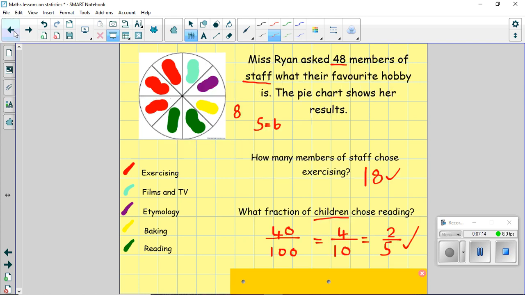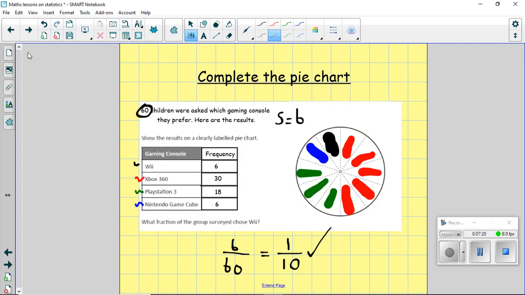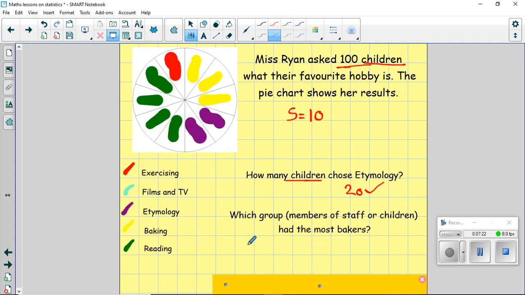So let's have a look. Members of staff then. Baking, yellow, 1 section. Each section's worth 6. So for staff then, 6 chose baking. Now the children, let's have a look. Baking, yellow, 3 sections. Each section's worth 10. So children, 30 children chose baking. Very popular. The question is, which group had the most bakers? The answer would be children.